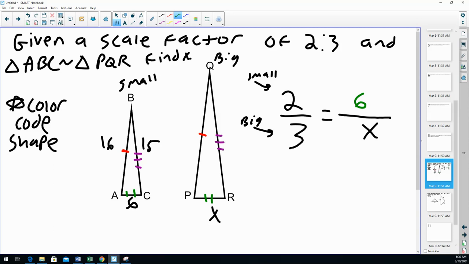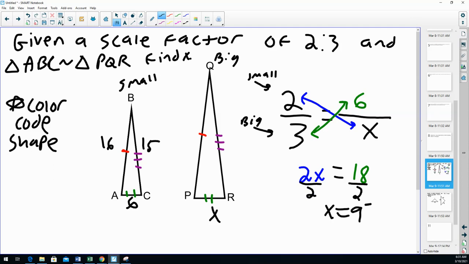Now all we do is cross multiply and solve. So we have 2 times x is 2x. So I'll color code it, I guess. So we have 2x equals, and now in green, 3 times 6 is 18. All right, we can all do this from here. Divide by 2, divide by 2, and it's 9.